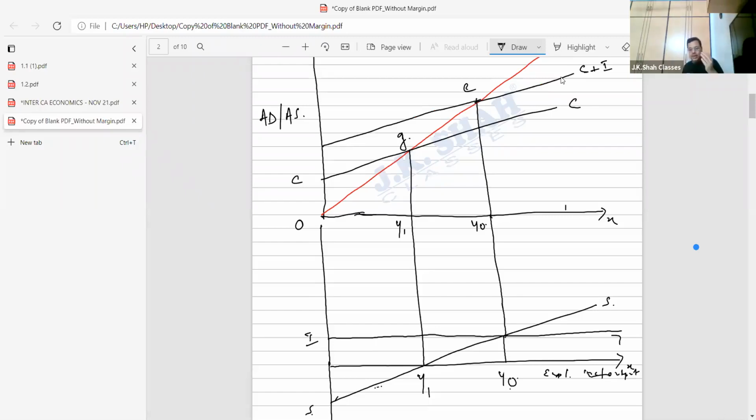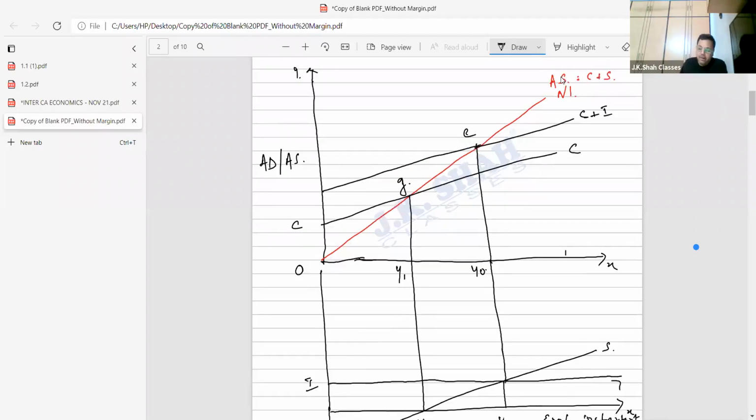Let's continue further. Imagine this is the equilibrium point. Let us say this was AD and this is AD1. So the new curve is AD1, intersecting aggregate supply at point T. That's the equilibrium level of what? Employment, national income.